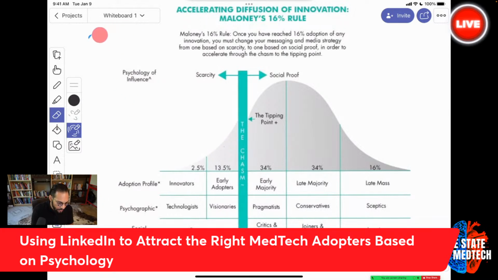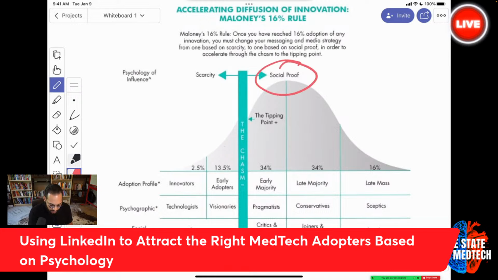What's needed for the adoption to really take flight? That's social proof, right? See that? Okay. So social proof is needed for who? These people right here. Okay. Now, here's the key.